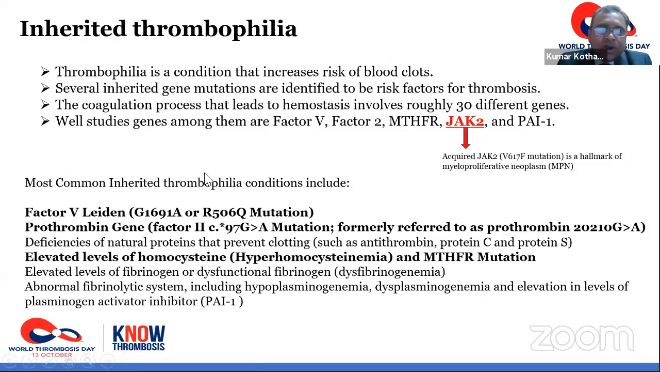Among the most common inherited thrombophilias, factor V Leiden, prothrombin, and elevated homocysteine levels are the major ones. We also see a lot of protein C and protein S deficiency, and some gene defects in those genes are also there, but well studied among them are factor V Leiden and prothrombin gene mutations.